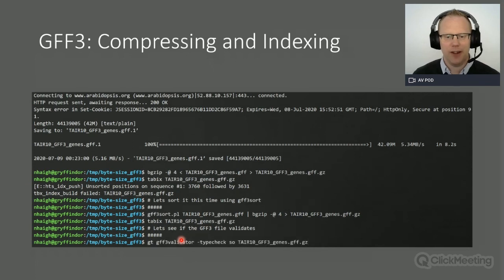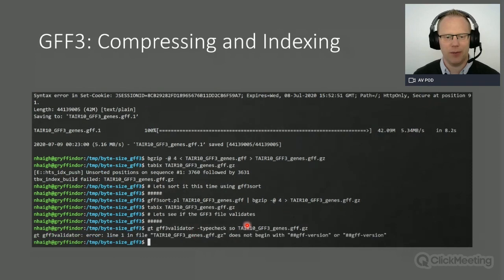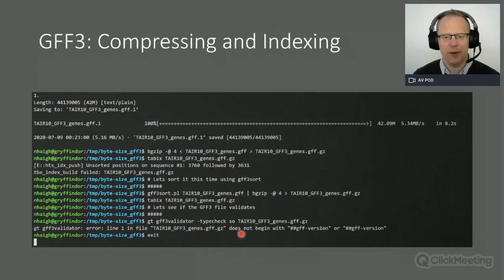Now we'll have a look to see whether that file validates. Again, doing a type check for the sequence ontology column. And we see here that there's an error, again, saying that there's no GFF version pragma. So just because we can index a file doesn't mean that it's valid.